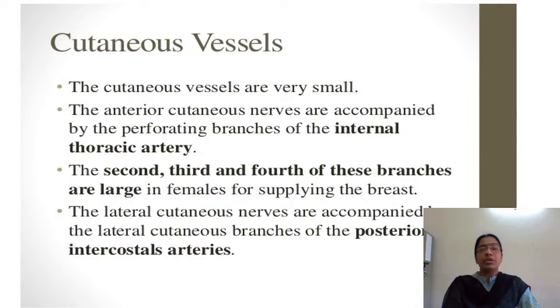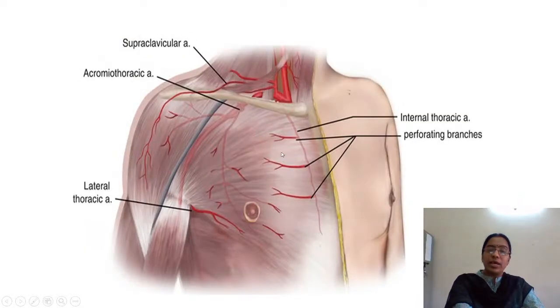So, always the cutaneous nerves are followed by vessels. But these vessels are very small because they are supplying the skin. The anterior cutaneous nerve is accompanied by perforating branches of the internal thoracic artery. Here, the cutaneous nerve which is supplying medially was the anterior cutaneous nerve. It is accompanied by the internal thoracic artery.